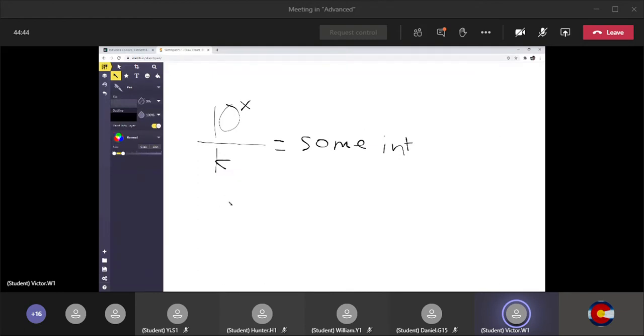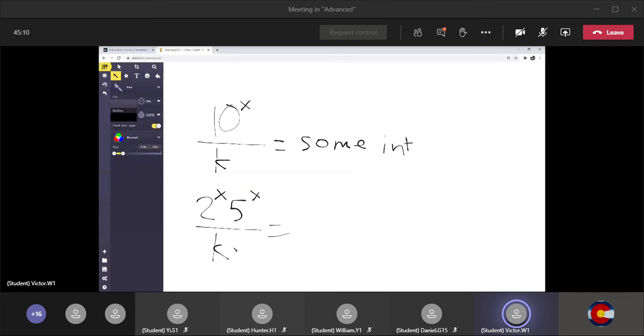So to do this, we want to think about the prime factorizations of the numerator and denominator to see what can be canceled out. So 10 can be changed into its prime factors 2 and 5. So we can rewrite 10 to the x as 2 to the x times 5 to the x, and k we'll just keep as k for now. So this again still has to equal some integer, right?